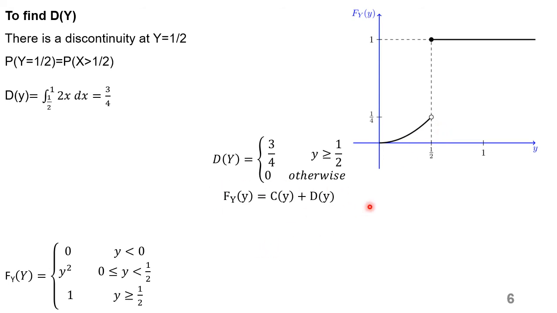So F_Y of y is the sum of c of y plus d of y. So we get that CDF F_Y of y is 0 for y less than 0, y square for all values of y between 0 to half, and it is 1 for y greater than or equal to half.